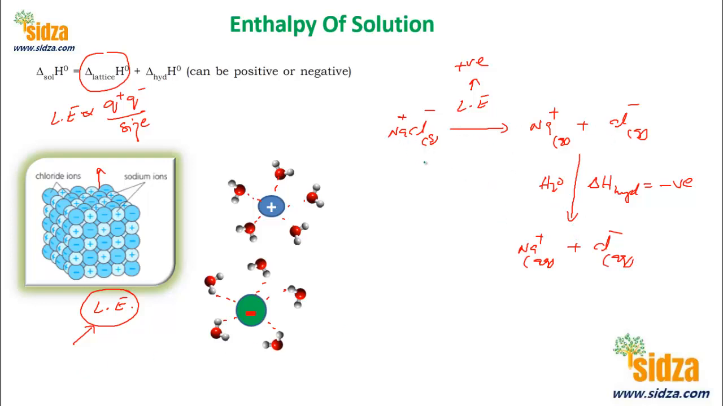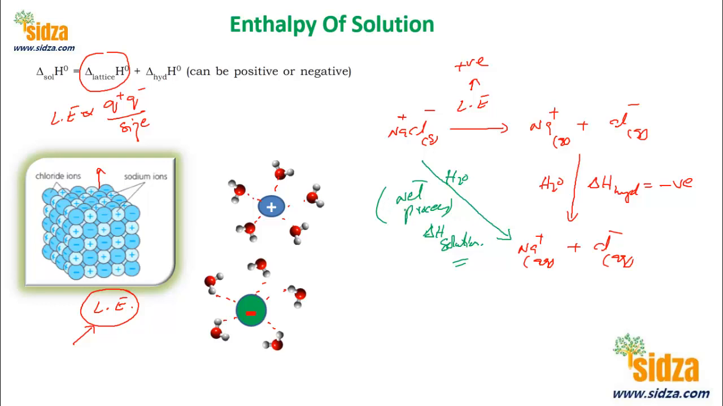And I can say this is the direct process, right? This is the net reaction. This is the net process actually, right? The net process is that when you take NaCl in the solid state and you want to convert it into the aqueous sodium ions and the chloride ions by dissolving in the water, the net energy change that occurs here is what you call the heat of solution, or the enthalpy of solution.